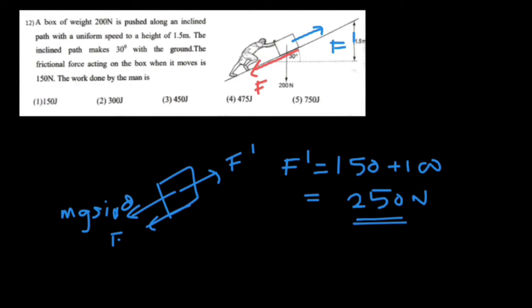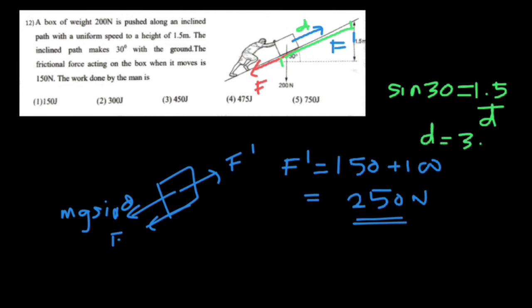Next, let us find the distance that it has to be moved. So this is the distance it has to be moved. Sine 30 is equal to opposite over hypotenuse. Opposite is 1.5 and hypotenuse is d. Sine 30 is half. When you simplify, you will get that d is equal to 3 meters. By applying the equation, work done is equal to applied force times distance. The force is 250 and the distance applied is 3 meters. Therefore the product is 750 joules. So it's the fifth answer.